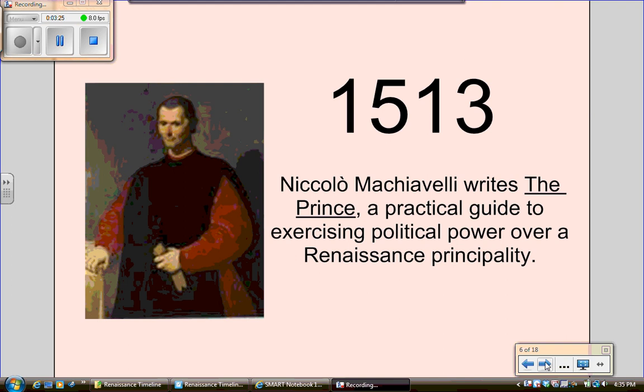In 1513, Niccolo Machiavelli writes The Prince. The Prince is a practical guide to political power during the Renaissance. Machiavelli was a government worker who was trying to find favor with a particular leader, and so he wrote this book that outlined how a prince should exercise power over his people and how you would get power and retain power. And by today's standards, it's not what we consider ethical, but at the time, this was a huge change and led to the beginnings of changes in how people governed.